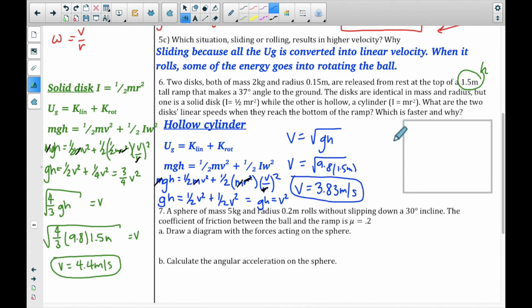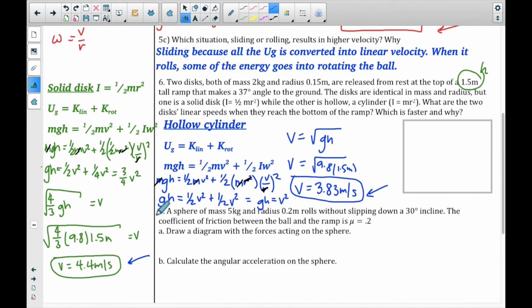Okay, let's go back to the question. It asks, what are the two disks' linear speeds when they reach the bottom of the ramp? Well, the solid disk is going 4.4 meters per second linearly, not how fast it's rotating, but how fast it's going in a straight line. And the hollow cylinder is going 3.83 meters per second in a straight line. So the question is, which one is faster and why?